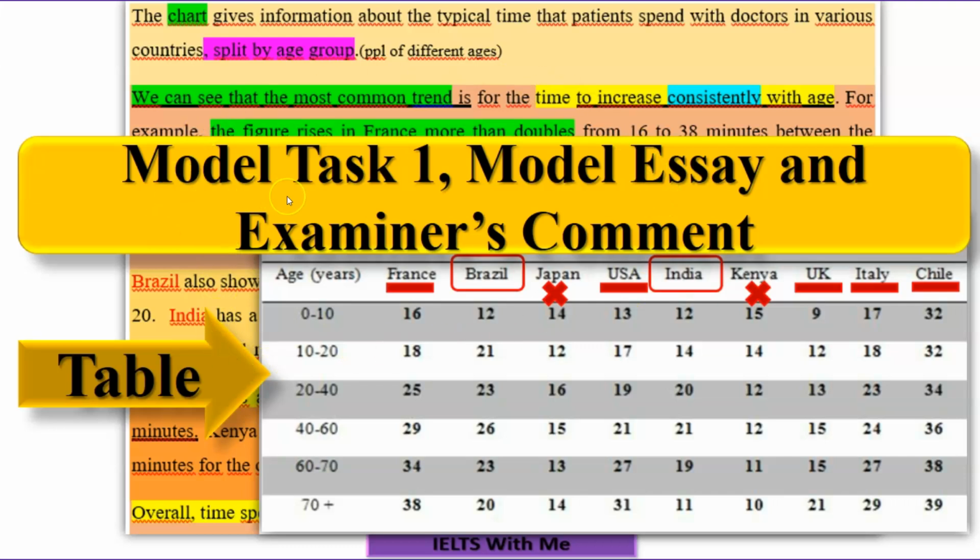Hello, it's IELTS with me tutorial, and today I'm going to show you how to write a Band 9 essay for your IELTS writing task 1 question. In this module, we'll focus on a table question, and we will learn more about strategies and different techniques. Let's go on.